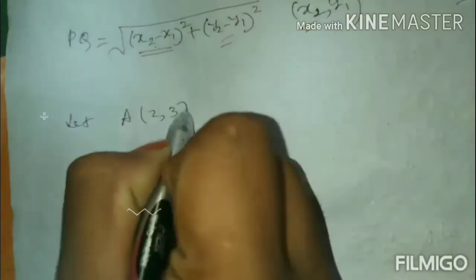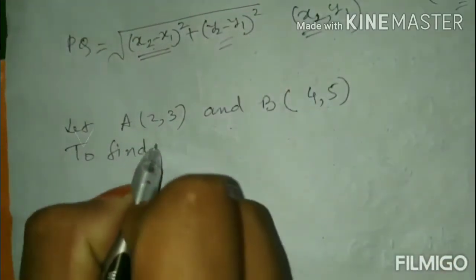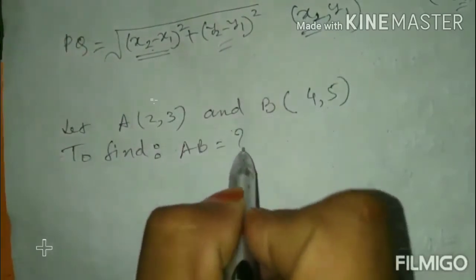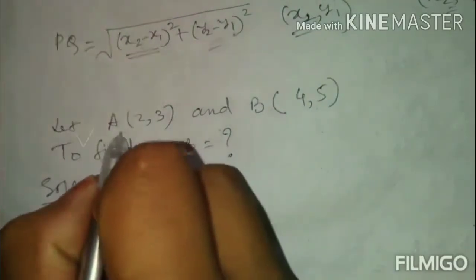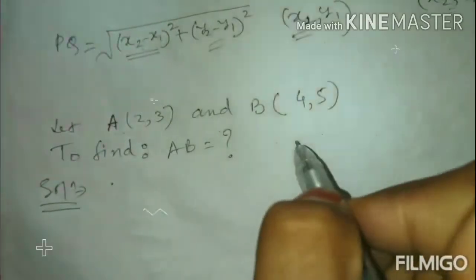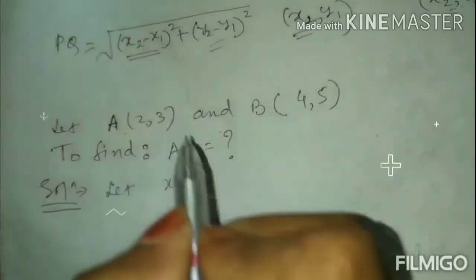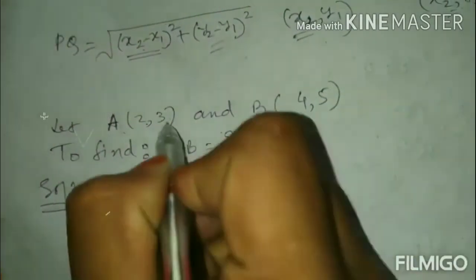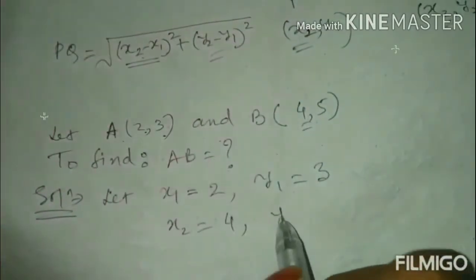Let A (2, 3) and B (4, 5) be 2 points given. You have to find the distance between the 2 points, AB. So how to solve? The first point will be (x1, y1) and the second point will be (x2, y2). So you can write that let x1 equal 2, y1 equal 3, x2 equal 4, y2 equal 5.